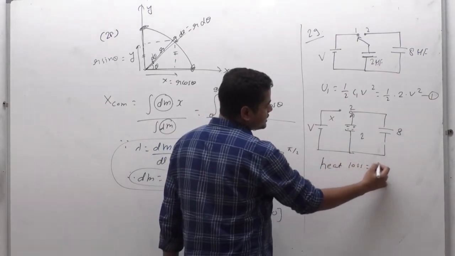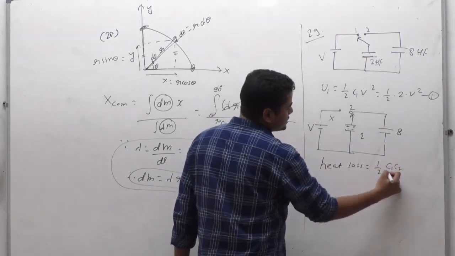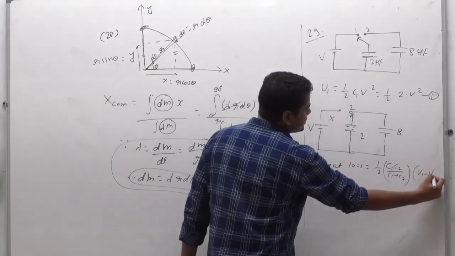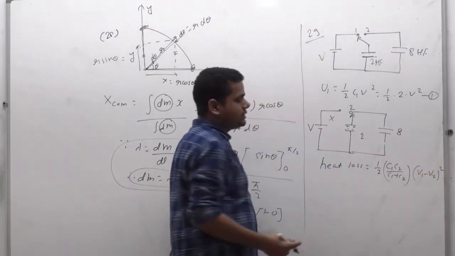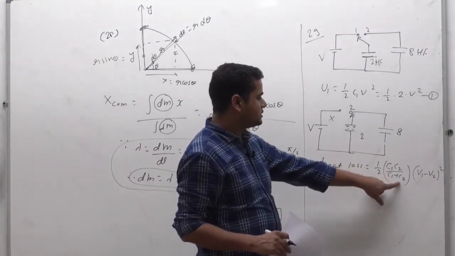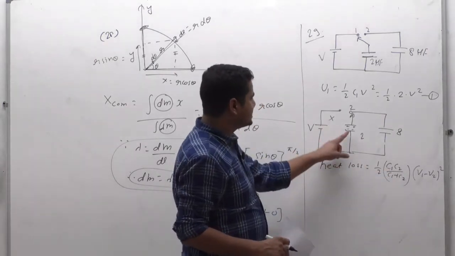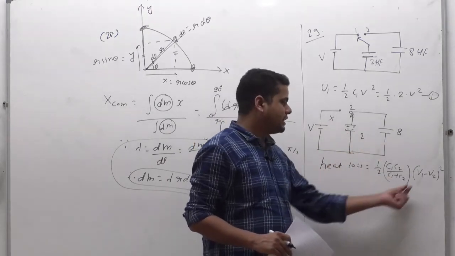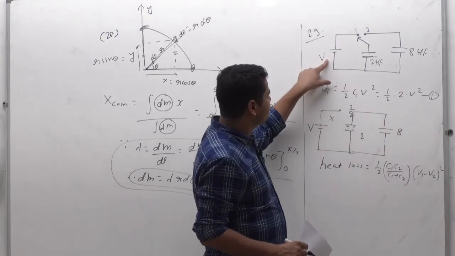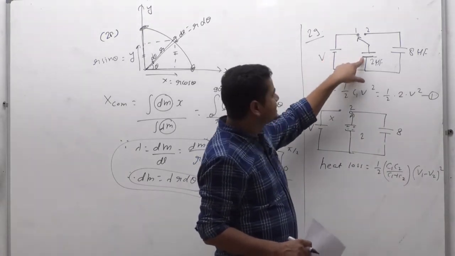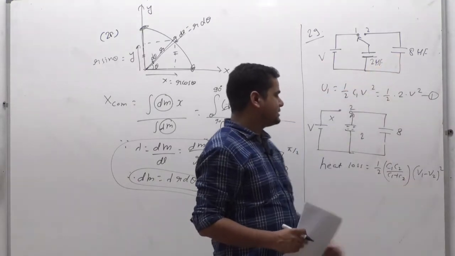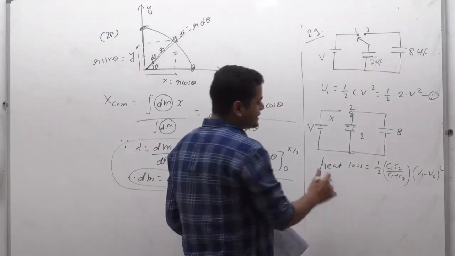Heat loss is equal to half into C1 upon C1 plus C2 into V1 minus V2 whole square. What is V1 and V2? We will explain it. Half is constant, C1 and C2 are the capacitances respectively. So suppose this is 1, this is 2, like that. And V1 minus V2 is what? Suppose this is V1 by which it is charged initially, and suppose this is also charged by voltage V2 initially. So we have to put like this, and accordingly you will be able to solve. This is the heat loss.